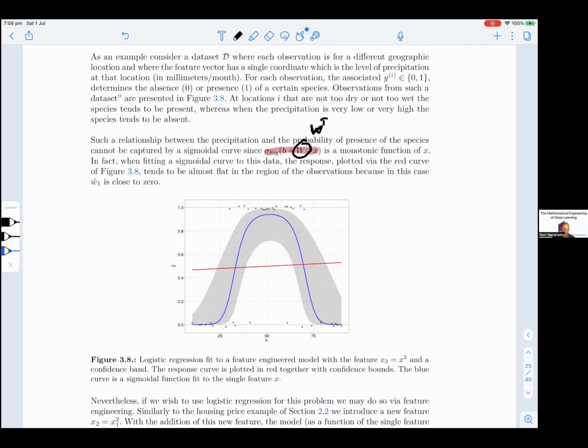So the thing is, the sigmoid either goes down or goes up, okay, depending on what we put here for the sign. In fact, when fitting a sigmoidal curve to this data, the response plotted via the red curve of figure 3.8 tends to be almost flat in the region of the observations, because in this case, W1 hat is close to 0. So this red curve, which you see here, is the sigmoidal curve fitted for this data, and it seems almost flat. In fact, what it does is very far away. It does this and it does that, but extremely far, right? So outside of the dynamic range of this.